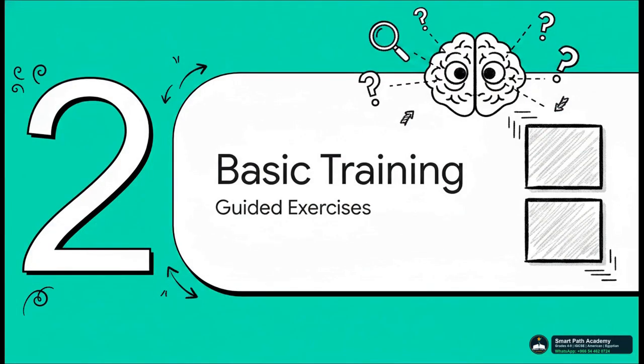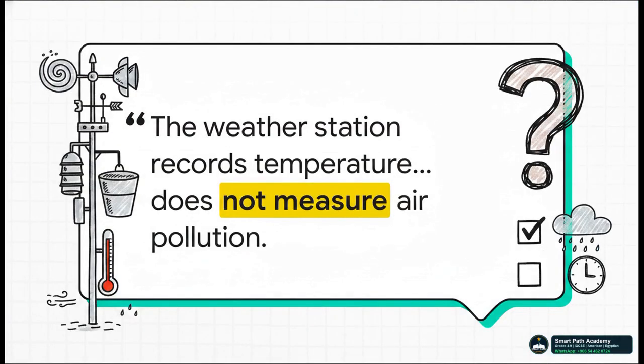Moving right along to part 2, basic training. It is time to put your brand new toolkit into practice with a couple of guided step-by-step training exercises. We're going to train your brain to naturally look for these exam clues. So let's read the short text about a weather station really carefully. It says, the school weather station records temperature, wind speed, and rainfall. The station does not measure air pollution.